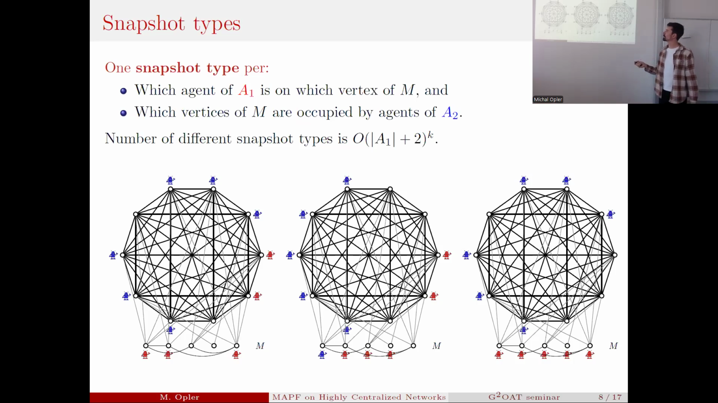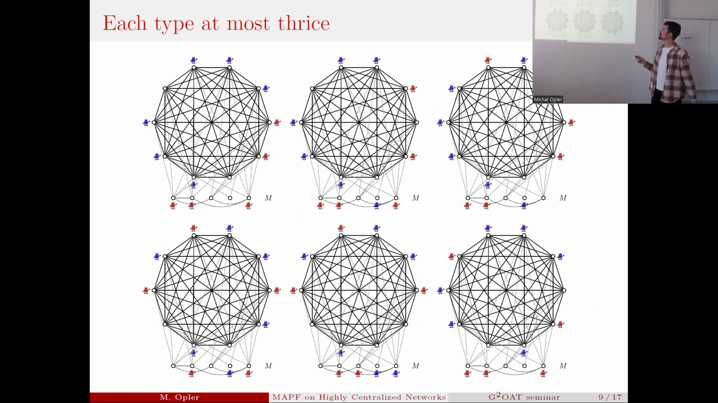So now we want to somehow show that we can find a schedule where any snapshot does not appear a lot of times. That's not the shortest one. In fact, we can show that every snapshot type appears at most thrice, 3 times, in an optimal solution to this problem. So imagine that this snapshot, the first one, is the same as the last one.